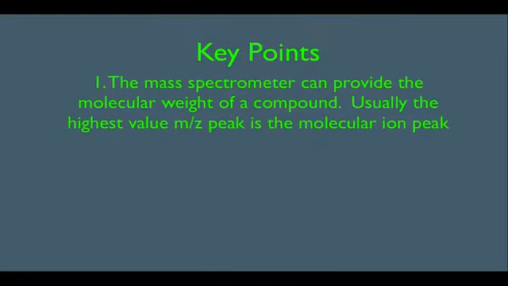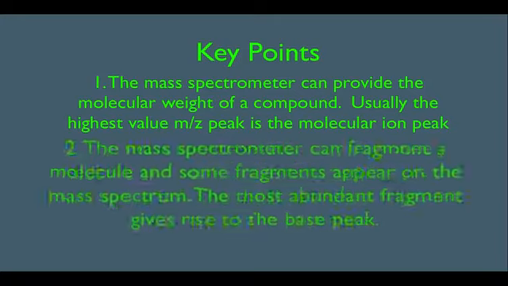Number one, we're going to see that the mass spectrometer can provide the molecular weight of a compound. Usually the highest value m/z peak is the molecular ion peak. We're going to make sense of that. We're also going to make sense of this.